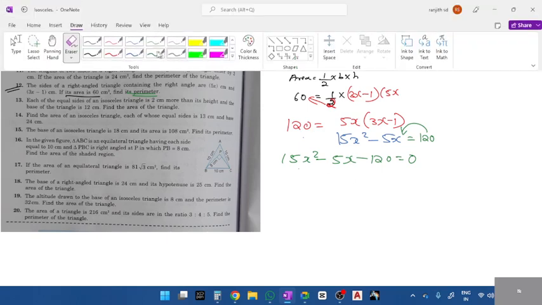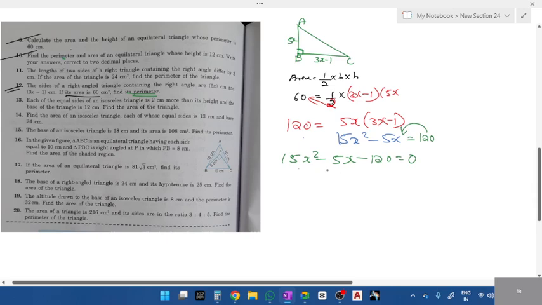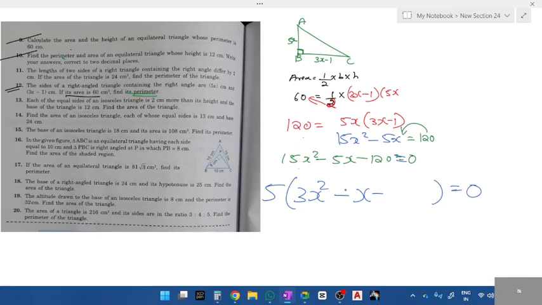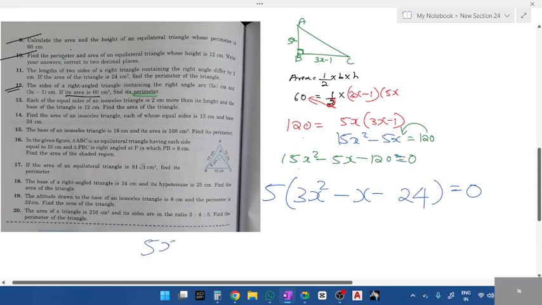Factorization. You have to factorize when there are three terms, right? So first, what is common to all three? 5 is common, take 5 out. What do you get in the bracket? 3x square minus x minus 24. It's a bit lengthy question. How many times does it go? 24 times?